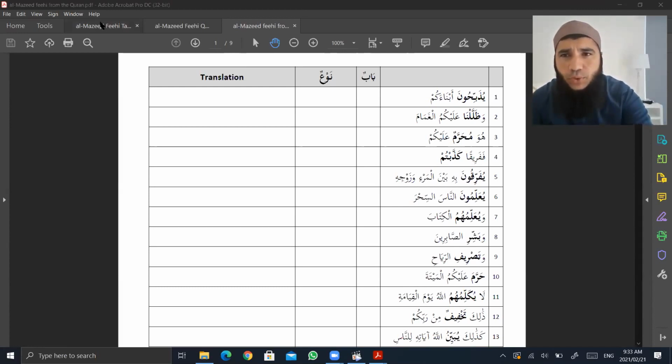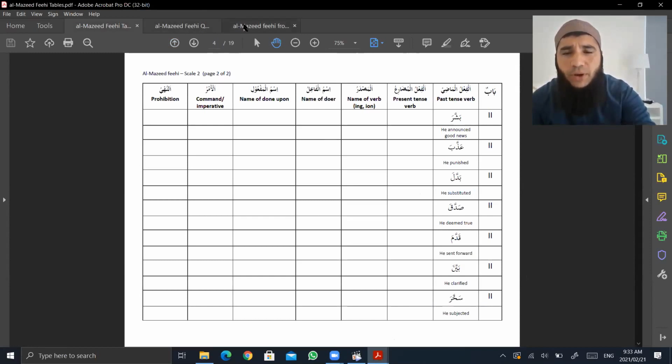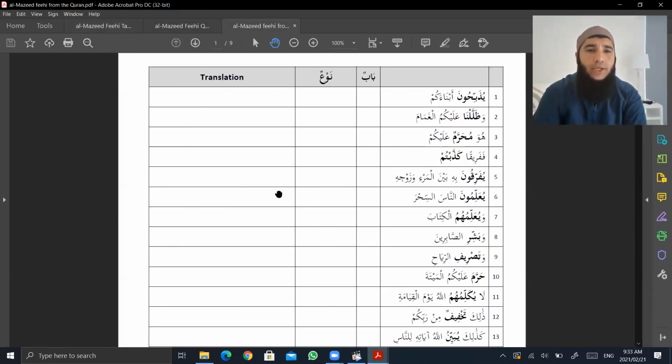Let me just see exactly what we called it now again. The name of the done upon, the ismul maf'ul. And what does the word harrama mean? Forbid. To forbid something, to make something prohibited. So muharramun will be something that is made prohibited. But remember, this is an ism.